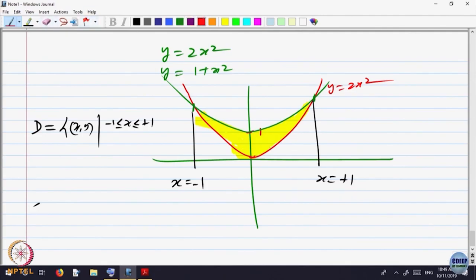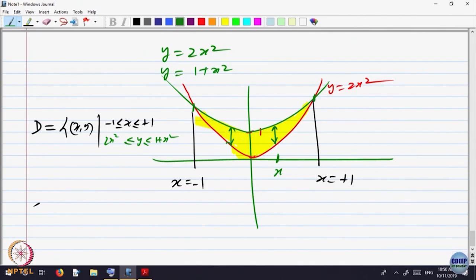That is a question we have to analyze. For every x, here is the y. It goes from the lower parabola to the upper parabola. So for every x, y goes from the lower parabola, that is y equal to 2x square, to the upper parabola, 1 plus x square. So it is type 1. I can integrate and be happy about it, whatever the function may be.